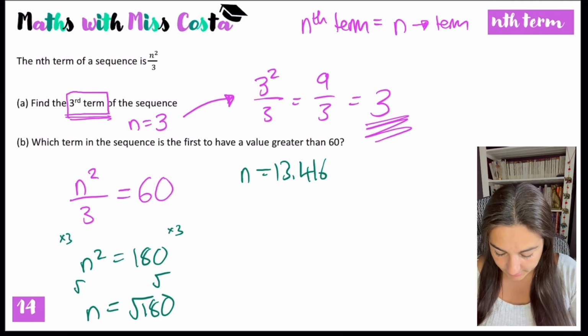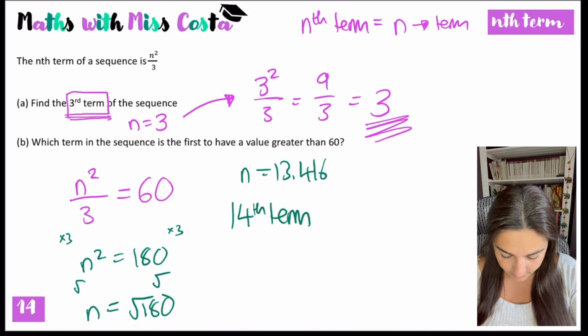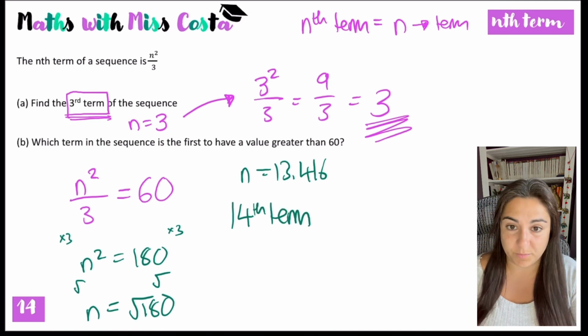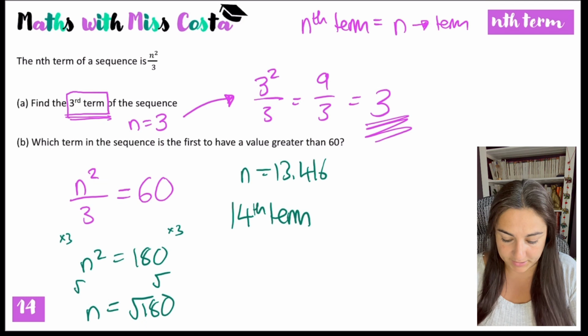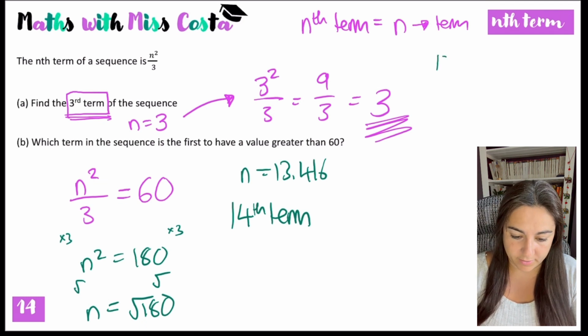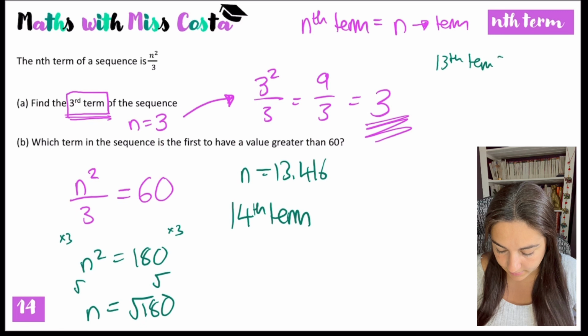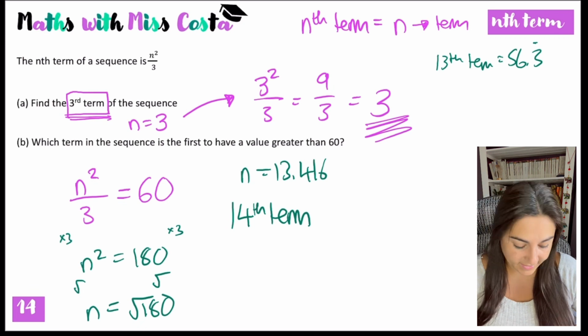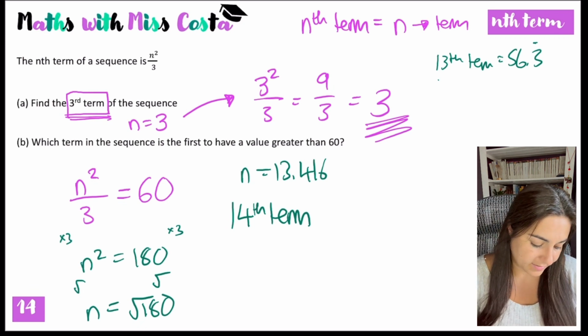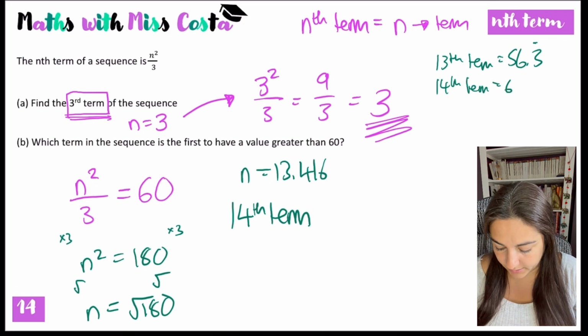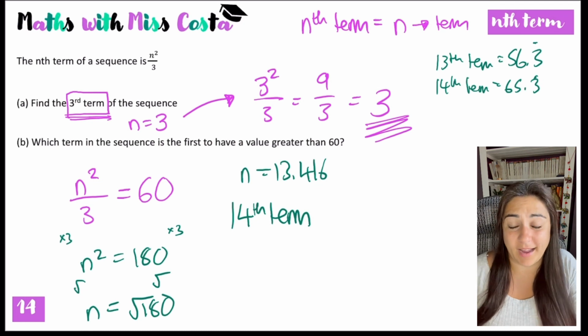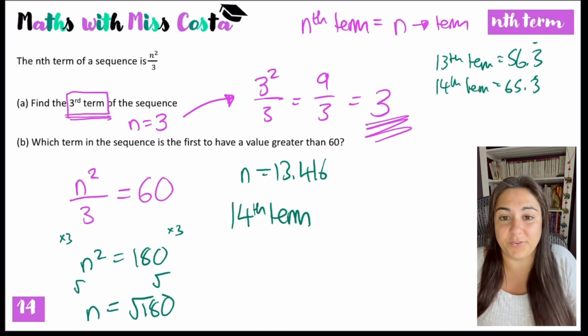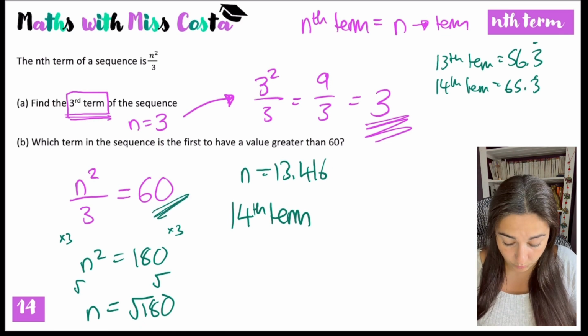integers. So therefore we know it's going to have to be the 14th term, because the 13th term would just be a bit less. If you're not sure whether it's going to be the 13th or the 14th, just substitute it in. So substitute 13 squared divided by 3 would have given you 56.3 recurring, so that's not above 60. So then we try the 14th term. 14 squared divided by 3 is 65.3 recurring. Another way you could have done this is work out each term, but that would have been quite time consuming. So try and make it equal to what you want it to be.